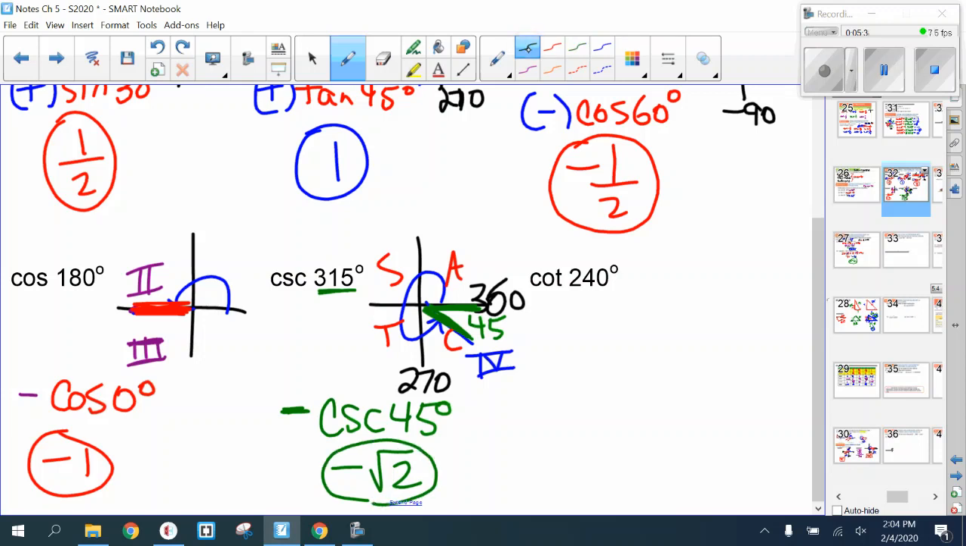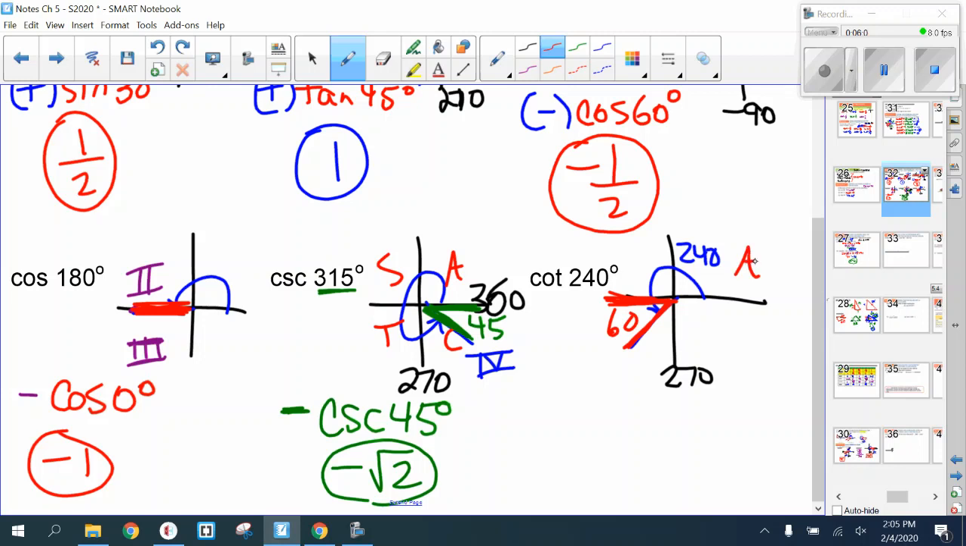Cotangent 240. This is 270, so I'm just short of that, I guess. 240 is right there. You want to see how far away that is from the x-axis? Never the y, always the x. So if that's 240 and 180, you're comparing it to 180, that's 60 degrees away.